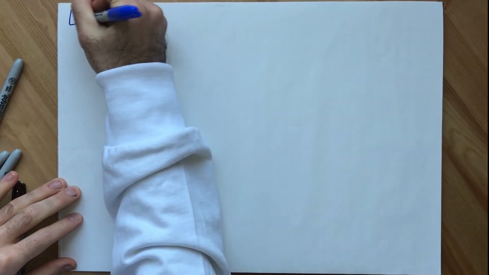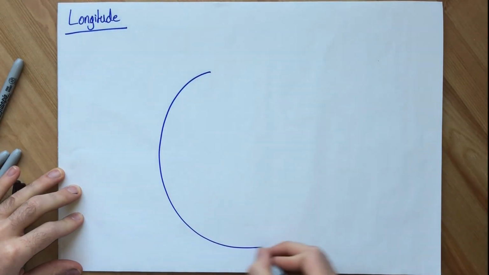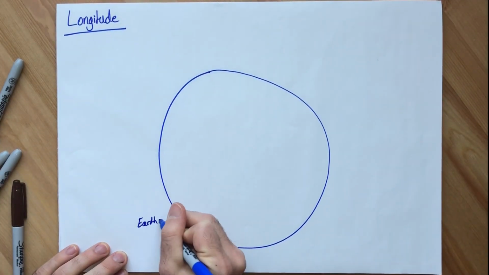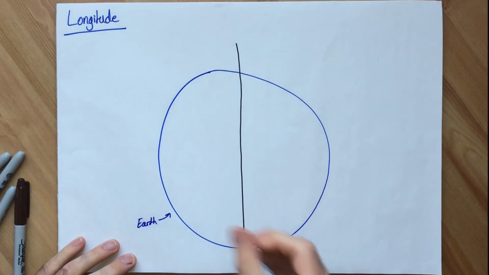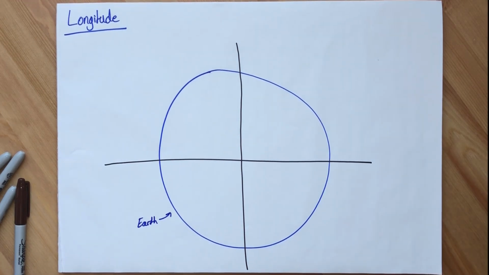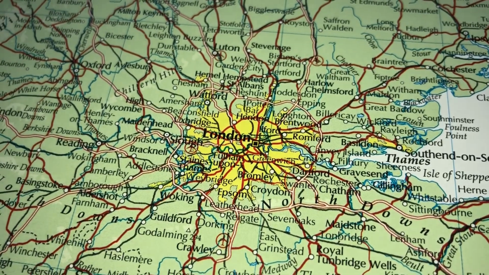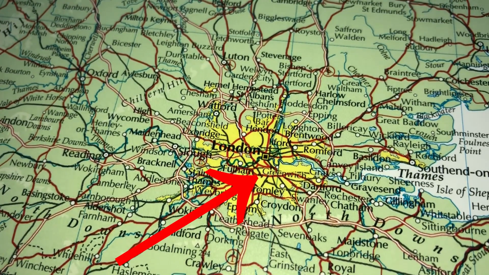We can draw this out. This is the Earth from a top-down view, and this is a coordinate system placed on top of it, where the center would be the North Pole. Now, you might be asking yourself, where's the 0 point? Well, for historical reasons, the Greenwich Meridian in London is the point of 0 degrees longitude.